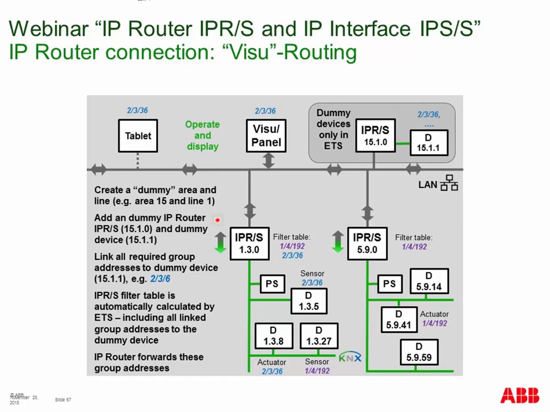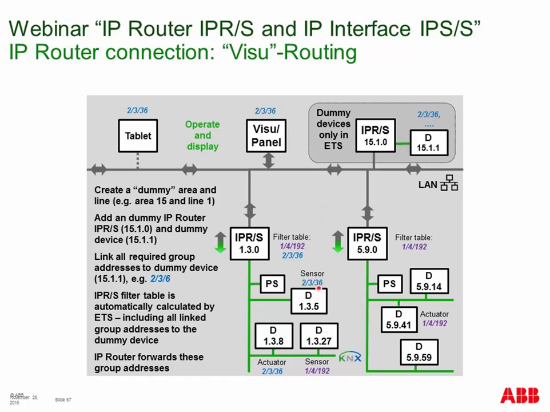A better solution is to install a so-called dummy device. Maybe you know this principle also from our line couplers, because we face the same situation there. So in the ETS, we create another area, for example, area number 15. We insert an IP router and a KNX device. But this is only in our ETS. It is not installed in reality.